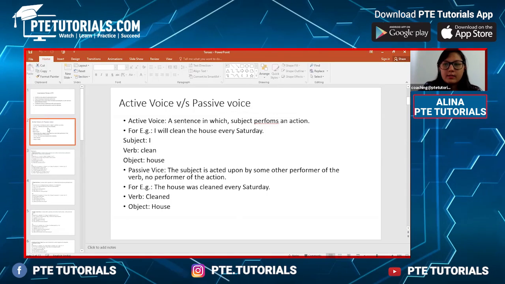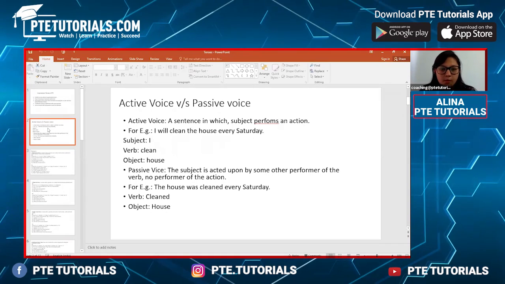If you can see the example here, "I will clean the house every day." In this sentence, the subject is I, because I am performing the activity of cleaning the house. Now what is house? House is the object, because that is the thing on which the activity is being done. So in active voice, the subject will always be there.